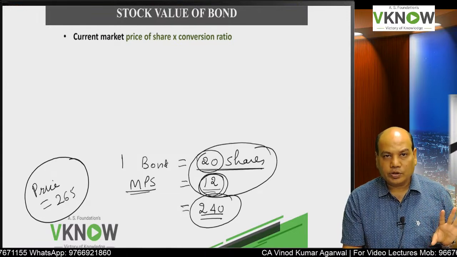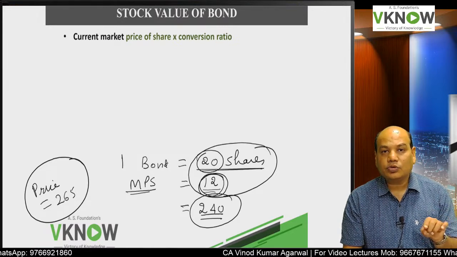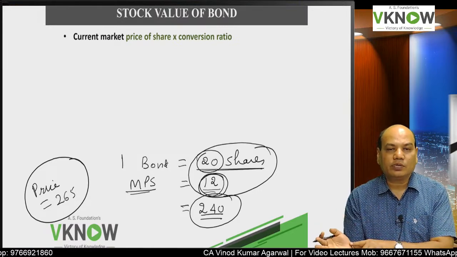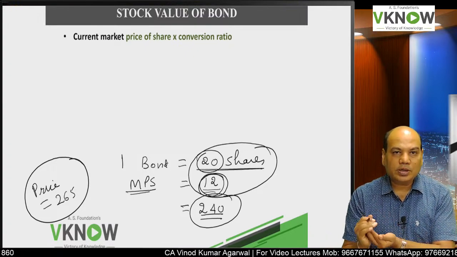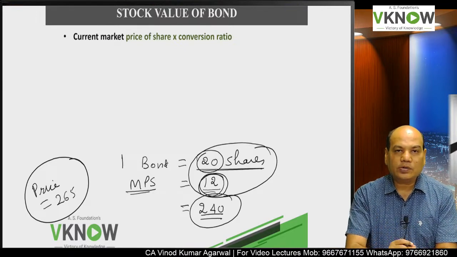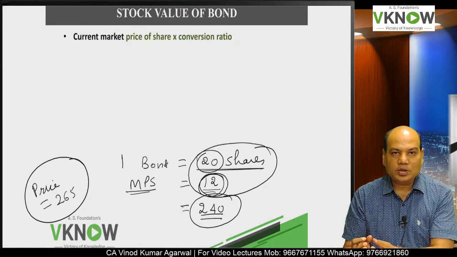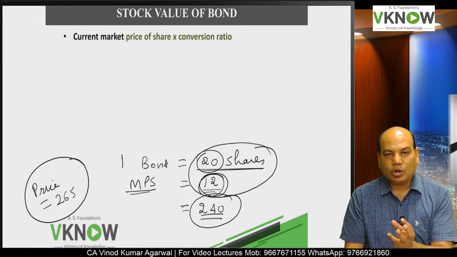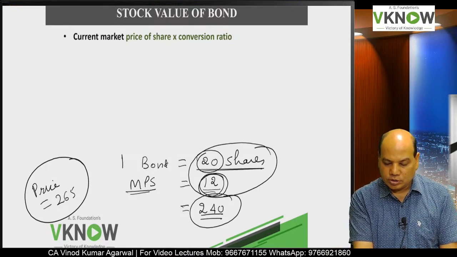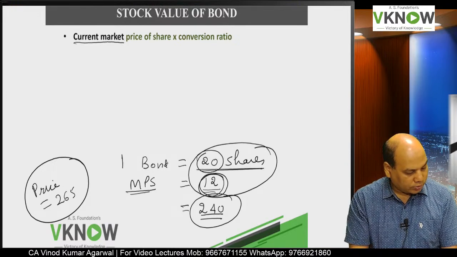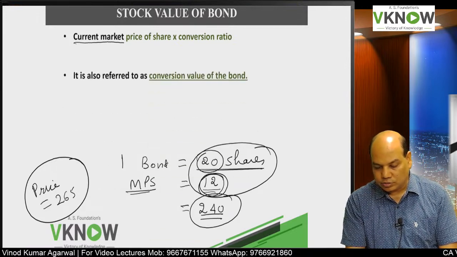So stock value of the bond means the value of the bond today in terms of the current market price of the share. If a bond is convertible into 20 shares and the current market price is 12 rupees, the stock equivalent value of the bond is 240 rupees. The formula is in your book: current market price into conversion ratio.